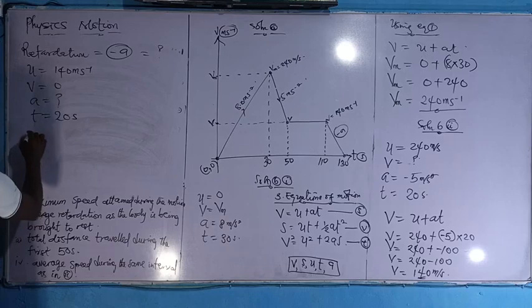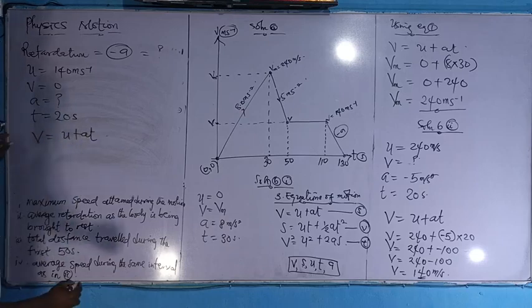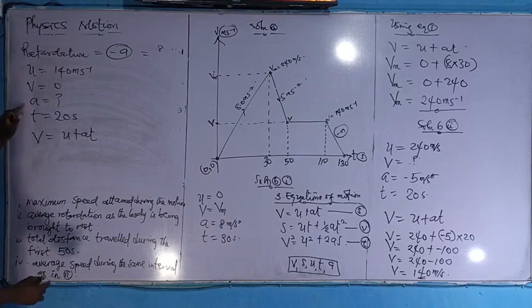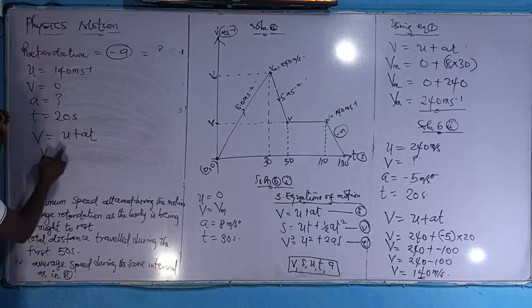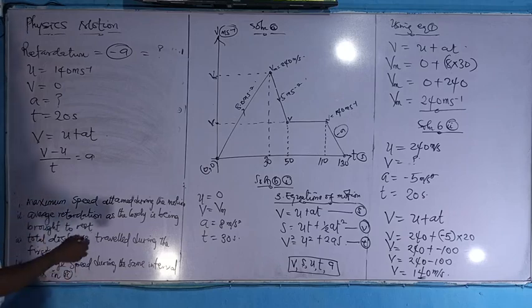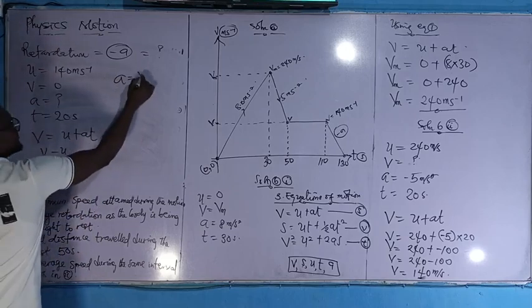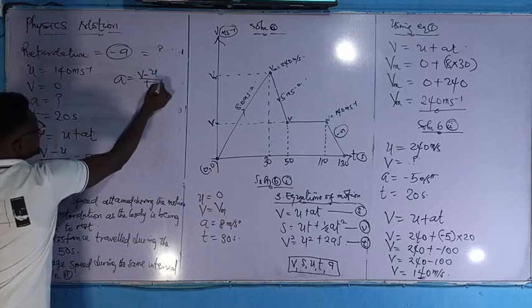So we now have V equal to U plus AT. Then in order to get this acceleration, we make A the subject. So we have V minus U, then divided by T, equal to A. So this is the formula of acceleration we are going to use. At that point, we have acceleration, which is V minus U all over T.